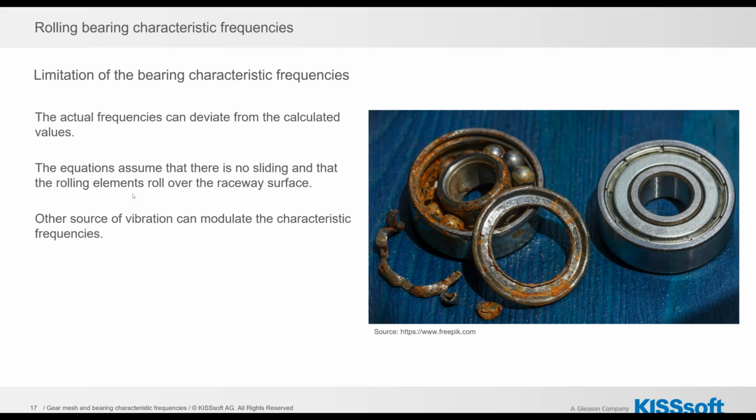Of course, there are some limitations to those equations, and the actual frequency can deviate from them because those equations assume that there is no sliding and that the rolling elements roll over the raceway surface. However, usually measured frequencies are a bit smaller because there is a few percent, typically around 3% slip in the rolling elements. And of course, all these frequencies can be modulated by some other frequency, and therefore the values can also change due to that.